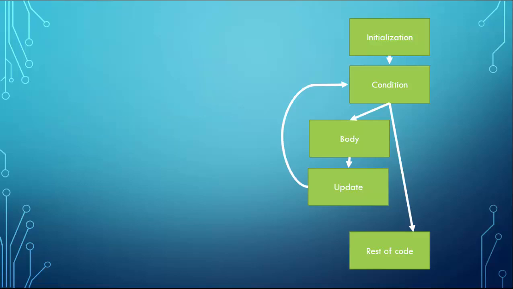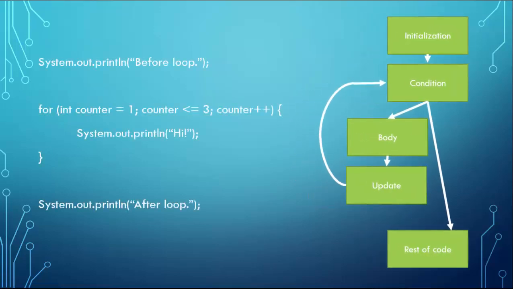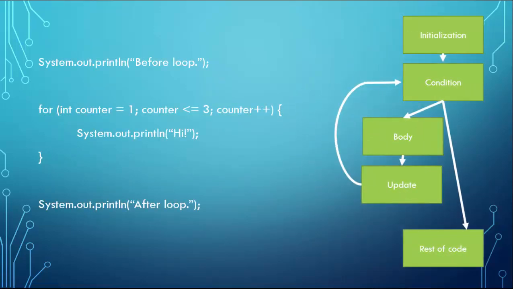So let's see our for loop in action. Let's move the outline to the side and see some code. We've got the for loop that we had before and just a print line before and after the loop so we can see how that'll work. First, our program just starts at the beginning and we print out the for loop on the screen.